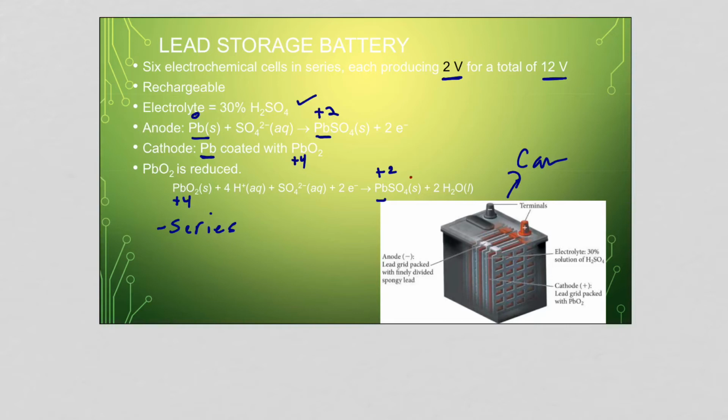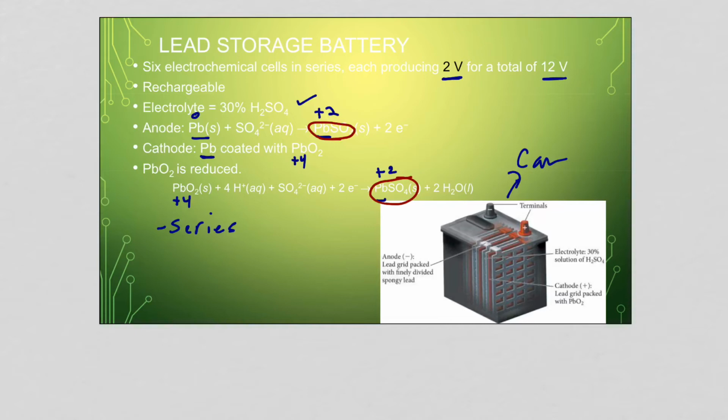So notice in this battery, the product of the oxidation and the reduction are the same. So at both electrodes, you're making lead-2 sulfate. So as this battery is running, you're going to make a lot of lead-2 sulfate solid in this battery, and that can then be converted back to either lead-4 in the form of the oxide, or back to lead metal at the anode. So as mentioned, these are rechargeable.